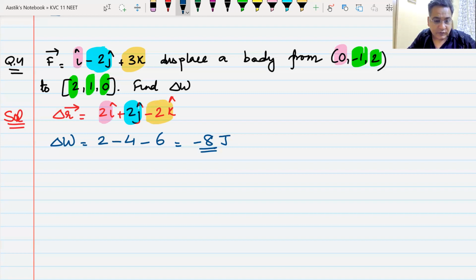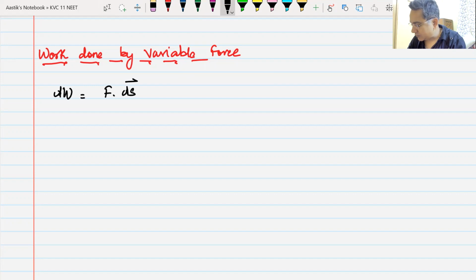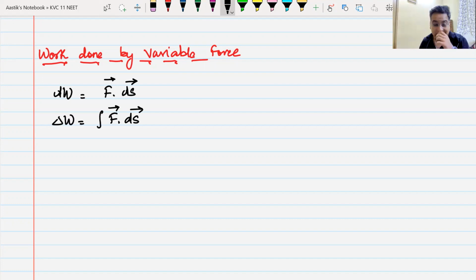Well then, we move on to how do we find out the work done by variable force. Remember the small amount of work done dW is F dot ds or dr, whatever you call it. This is the small amount of work done. To find the total amount of work done, you have to do the integration of F with ds. So this is how, by the use of integrals, you can find out the work done under variable force. So you just need to know this definition.